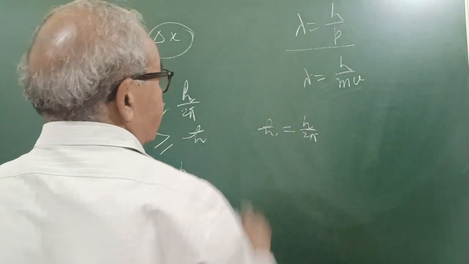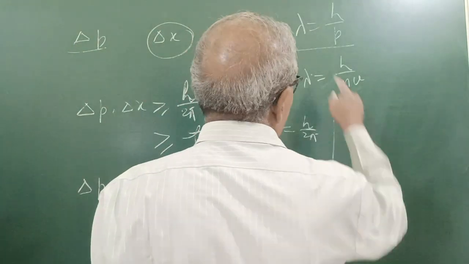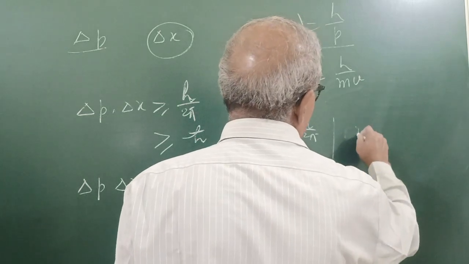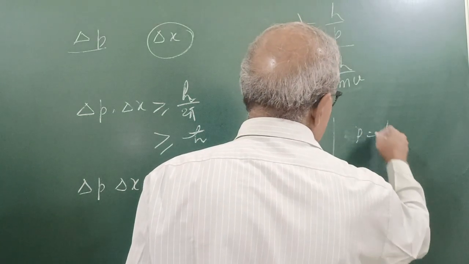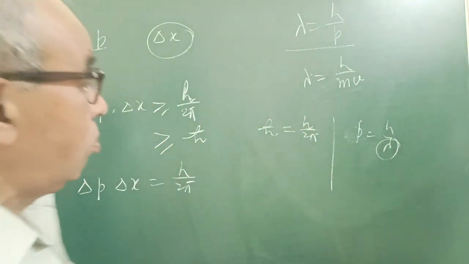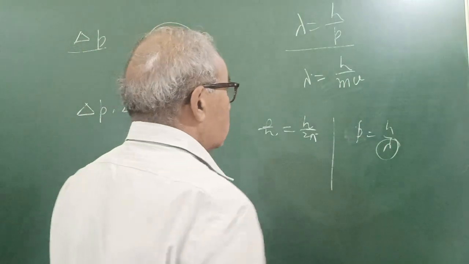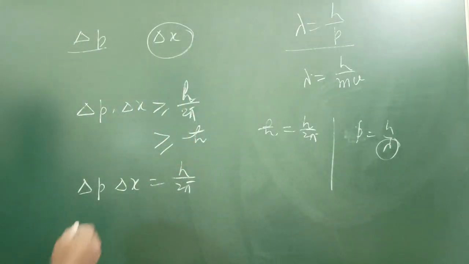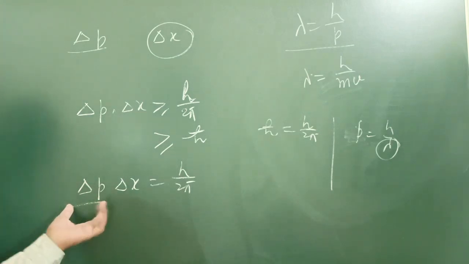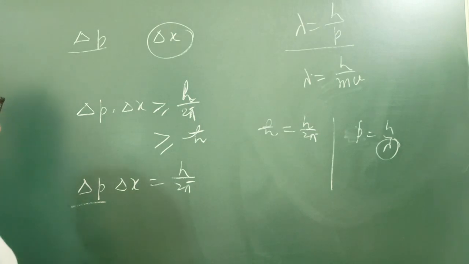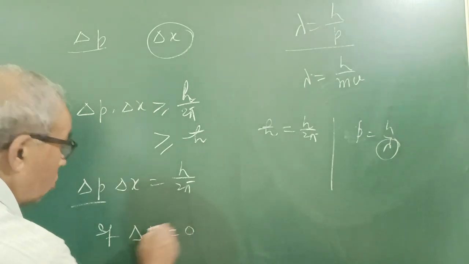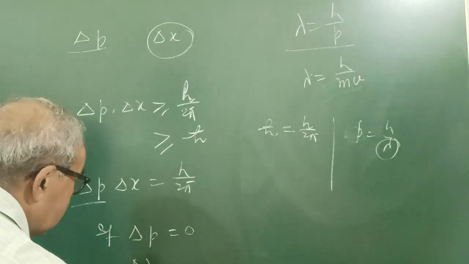Here, lambda equals h upon P, or P equals h upon lambda. If lambda is a single wavelength, there is no problem. Then P is constant and hence delta P should be 0. But delta P comes from error in the measurement.